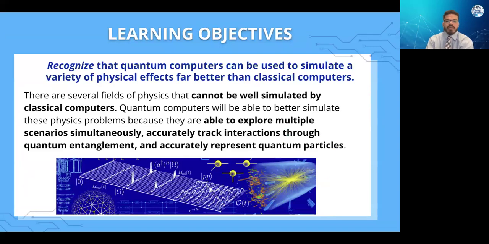And our other learning objective was recognizing that quantum computers can simulate quantum systems better than classical systems, right? You get this sort of exponential advantage because a quantum computer can in some ways test all of these different ideas in parallel, when a classical computer can only test them in series. So you can accurately track interactions, explore multiple scenarios simultaneously, and accurately represent quantum particles.